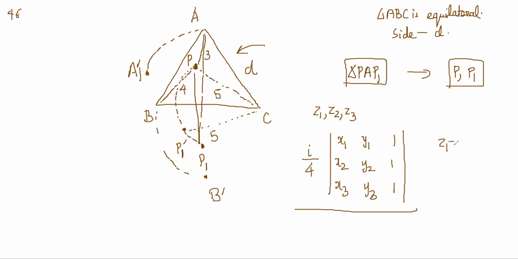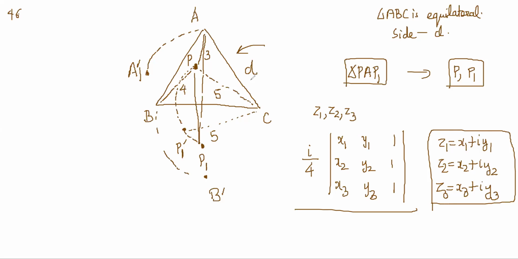If z1 is x1 plus i y1, right? So you need to basically find this area of PAP1 and the value of d square also, okay? There is a 60 degree rotation. P1 is the rotation of P through 60, and A is still A.